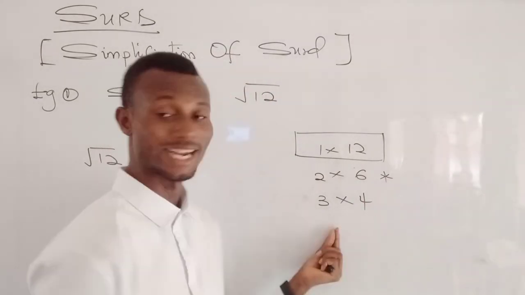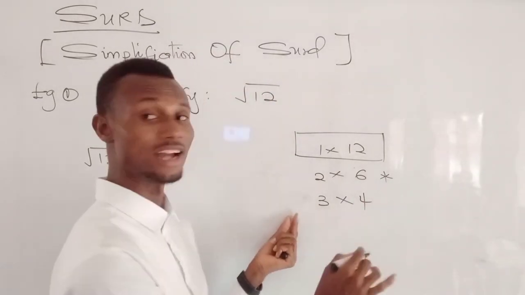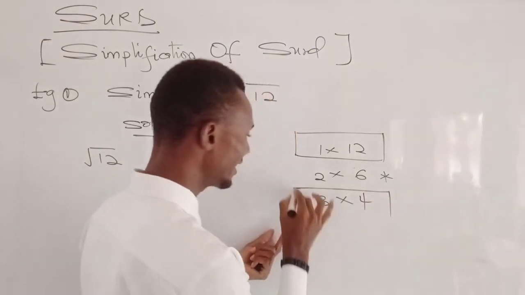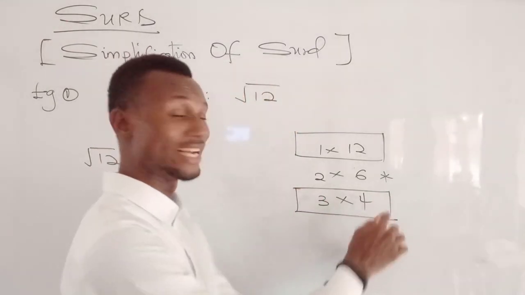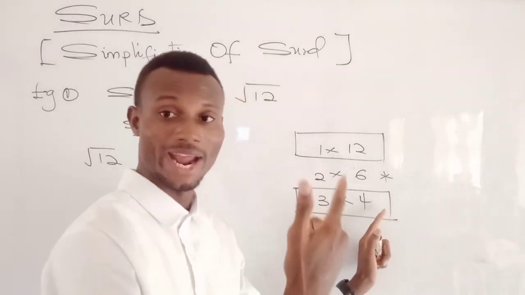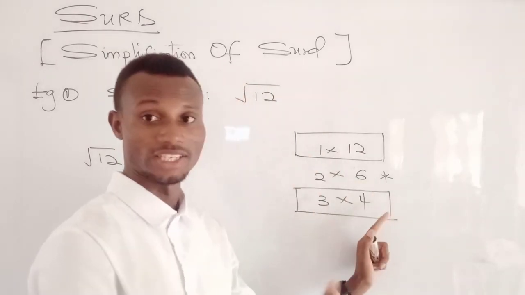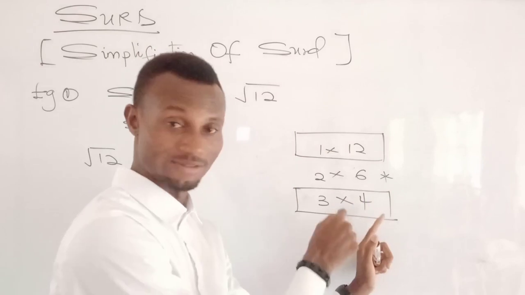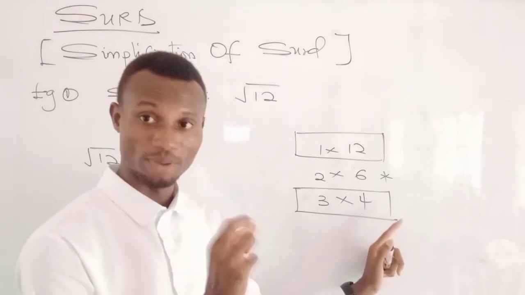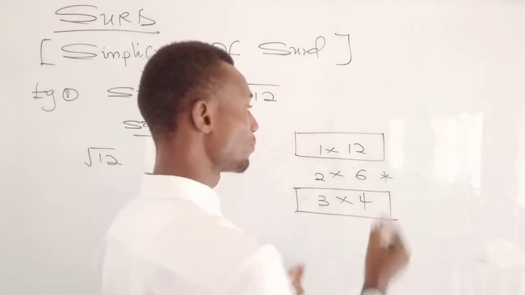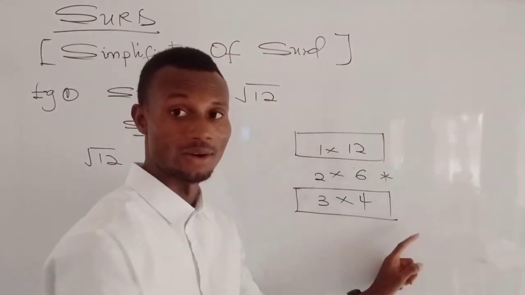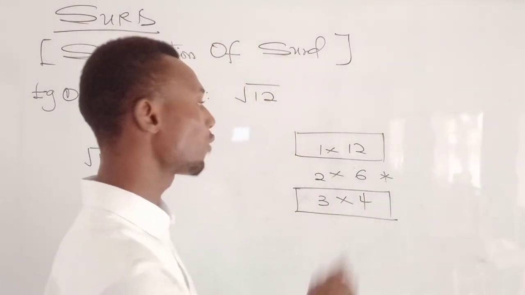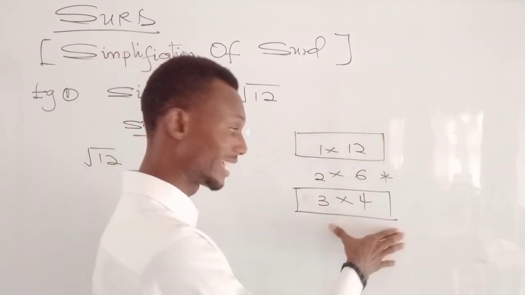Okay, let's check the last one, which is 3 times 4. Now the 3 times 4 contains a perfect square, because this 4 is a perfect square: 2 squared gives 4, which is 2 times 2. So we are supposed to choose between the first one and this one. Now we are not going to take the first one, we are going to take this one.